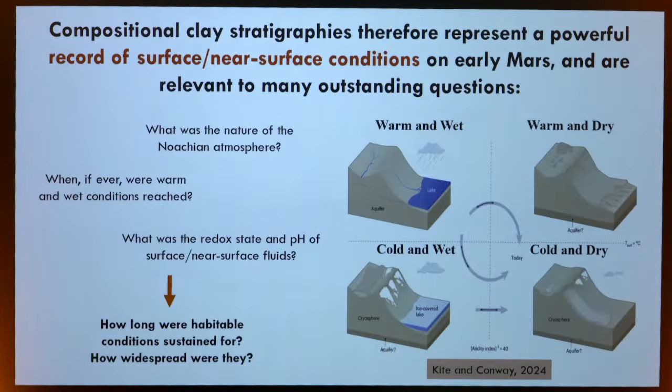Since these are inferred to have formed through weathering, like subaerial weathering at the surface of Mars, they're a record of surface, near-surface conditions during the Noachian. And this makes them incredibly valuable to a lot of the outstanding questions we've talked about in this conference this week. For example, what was the nature of the Noachian atmosphere? When, if ever, were warm and wet conditions reached? And what was the redox state and pH of surface, near-surface fluids? And of course, that all feeds into questions about habitability as well.